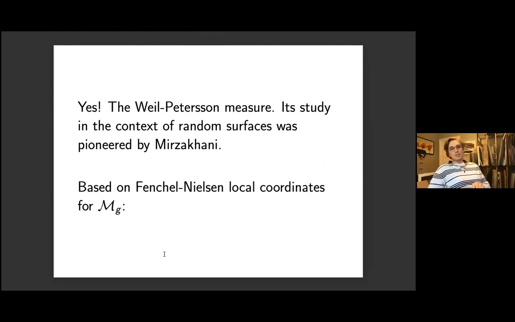There is a natural tractable model, and it's given by the Weil-Petersson measure on the moduli space of genus G hyperbolic surfaces. Its study in the context of random surfaces was pioneered by Mirzakhani, and she actually devoted her talk at the International Congress of Mathematicians to the topic of Weil-Petersson random hyperbolic surfaces. And I want to tell you what it is. It's miraculously easy to describe. It's based on the notion of Fenchel-Nielsen local coordinates for this moduli space of surfaces.